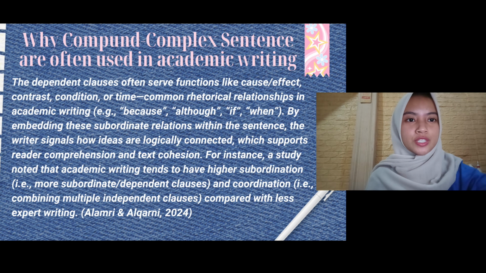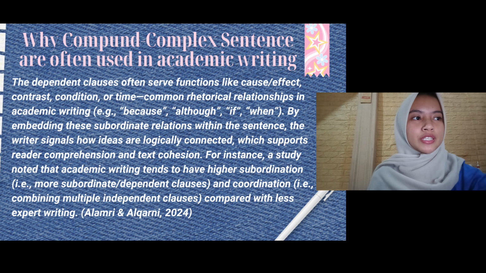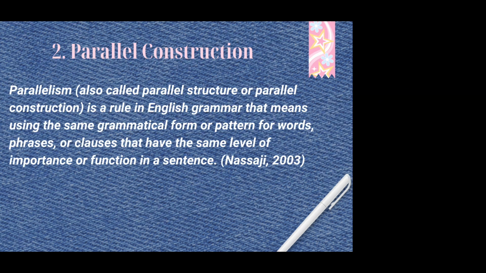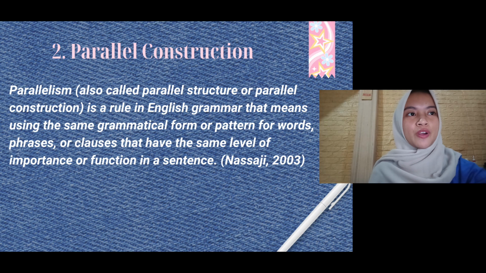The last part of this topic is why compound complex sentences are often used in academic writing. Compound complex sentences are often used in academic writing because they help express logical relationships like cause, contrast, time, or conditions clearly and cohesively. We move to parallel construction, or parallelism.